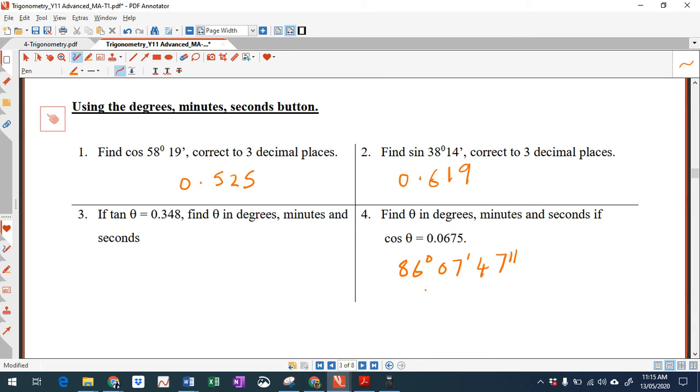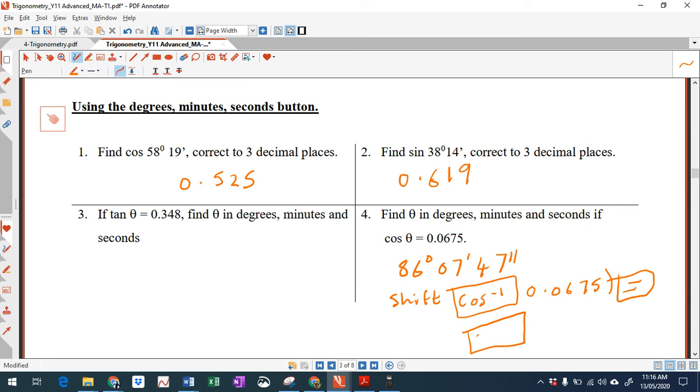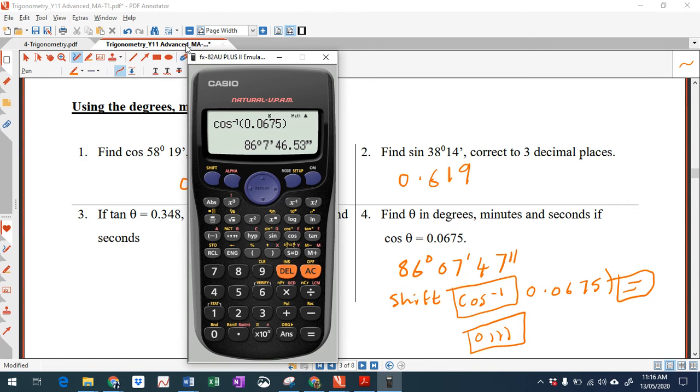There we go. All right, so the buttons we press, I'd write them down. You have to press Shift on your calculator. Then you have to press the inverse cosine button. Right, then you have to press 0.0675. You have to close the bracket. Then you have to press equals. Then you have to press the degrees, minutes, second button. Okay, let's try the sine one now.